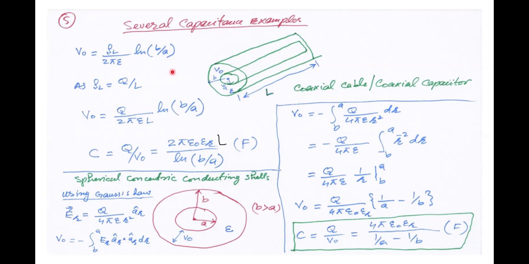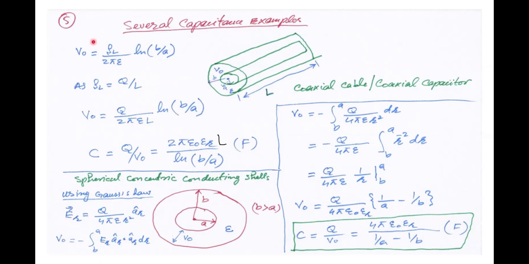Now let us consider different types of structure. Now we are going to consider different examples of capacitance, and using the potential value and total charge, we are going to define the capacitance in terms of the dimensions of the structure. So first consider the coaxial cable or coaxial capacitor.